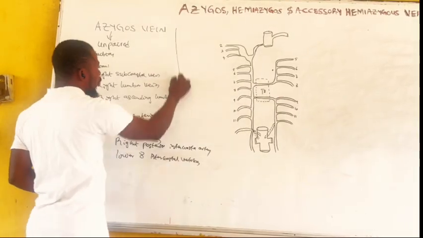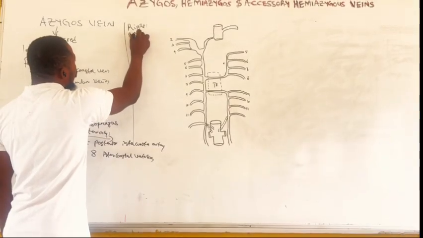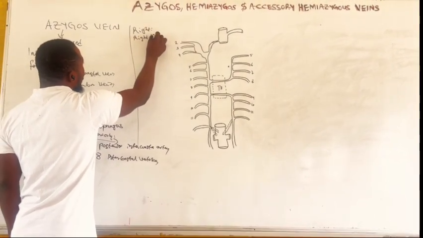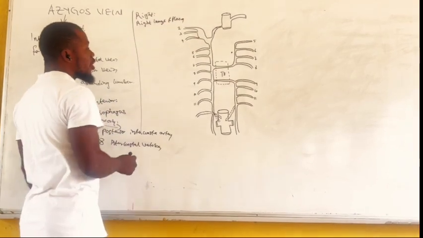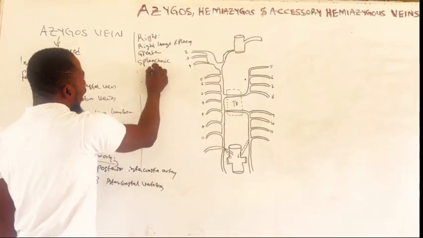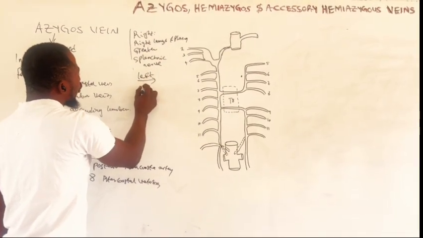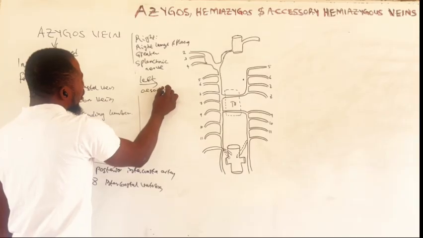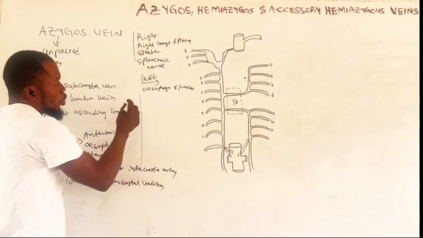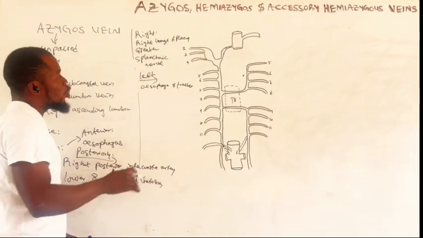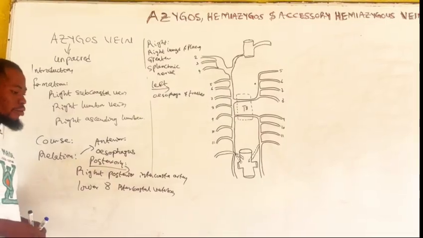Now, to the right, the azygos vein has a relation with the right lung and pleura. It also has a relation with greater splanchnic nerve. And to the left, it is related to the oesophagus and trachea at the upper part of it, and thoracic duct and the aorta at the lower part of it. These are the relations of the azygos vein.